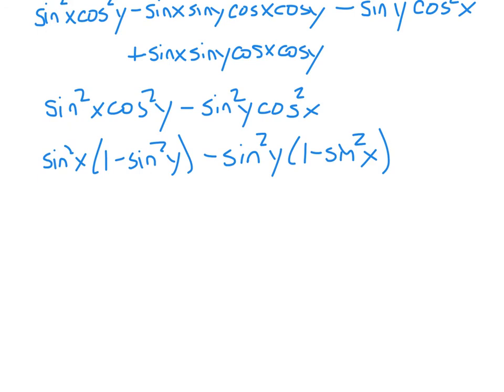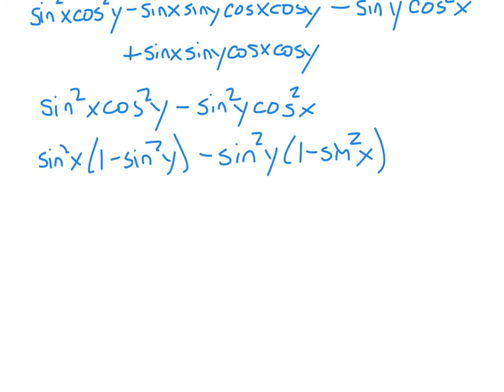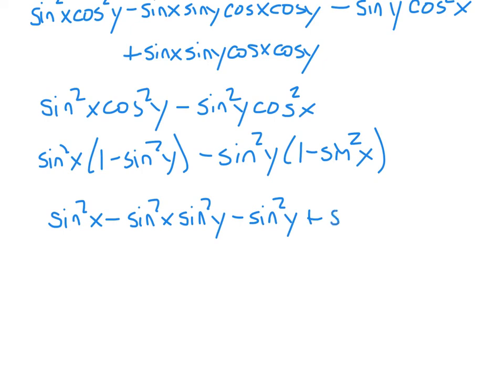Now that I have everything in terms of sine, I'm going to distribute the sine squareds that are out in front. So then I'm going to have sine squared x minus sine squared x sine squared y minus sine squared y plus sine squared x sine squared y. These add up to be 0, which is nice because now we have what we were looking for.